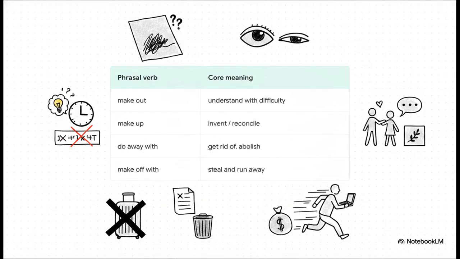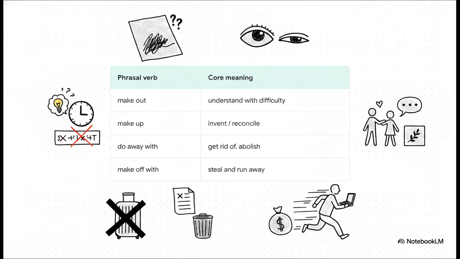And this compounding effect gets even wilder with other common verbs like make and do. Just look at the massive swings in meaning here. Make out means to understand something with difficulty, like barely being able to read someone's messy handwriting. But make up could mean inventing an excuse for being late or reconciling with your best friend after a silly argument. Then we've got do away with, which is really just a fancy way of saying abolish or get rid of, like an airline doing away with free checked bags.